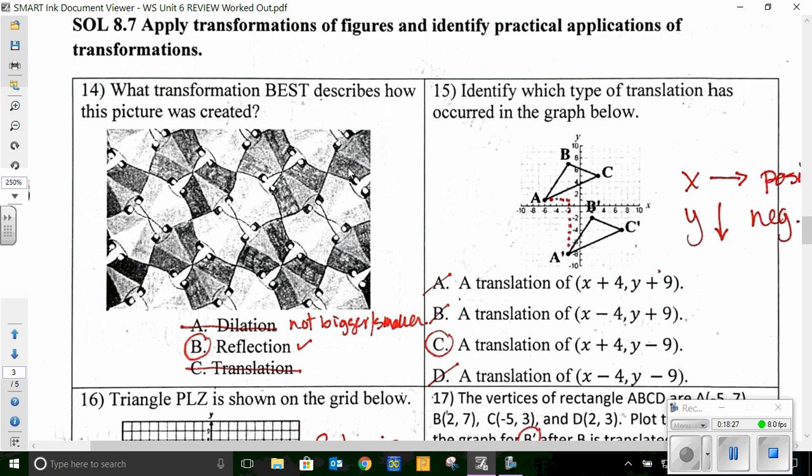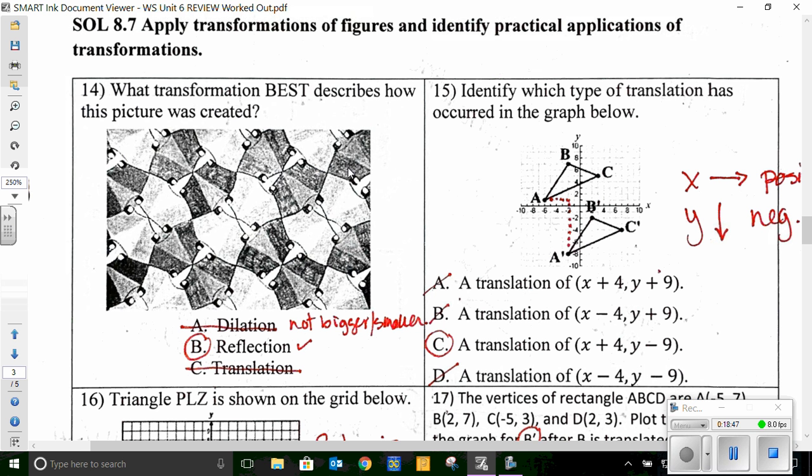All right, now we're talking about transformations of figures. On this first one, number 14, it says, what transformation best describes how this picture was created? Again, on your paper, you probably see it a little bit better, but it's kind of like birds that are facing each other, and then they're kind of against each other. So all they've done on this, basically, is a reflection.